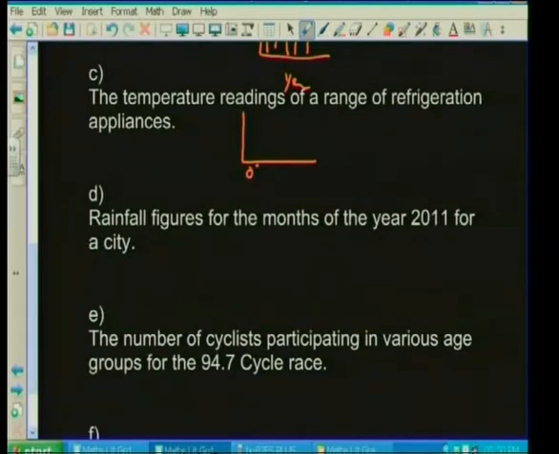So we could say anything from 0 to 10, anything from 10 to 20. And then we've got how many appliances are in that temperature. And remember, we'd use a histogram because these units would all be in degrees. The rainfall figures for the months of the year from 2011 for a city. Again, I would use a histogram. Why? Because all my units at the bottom would be in millimeters.